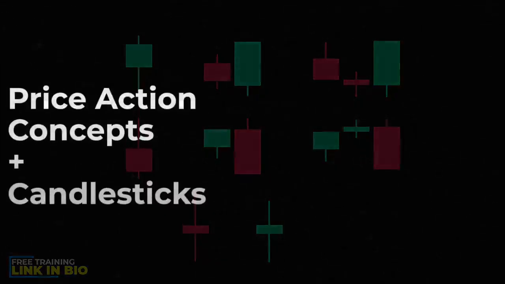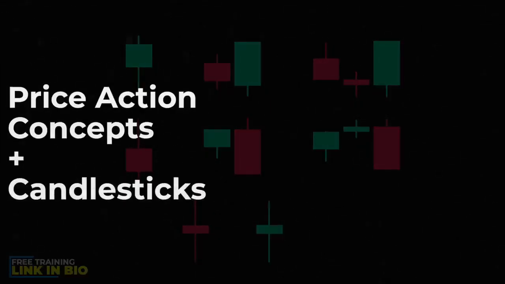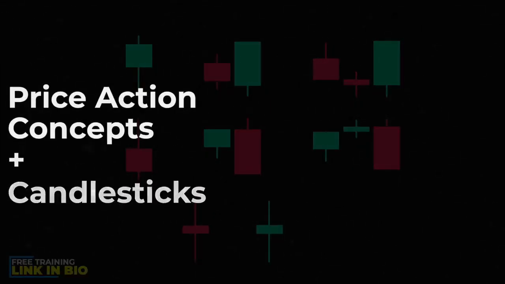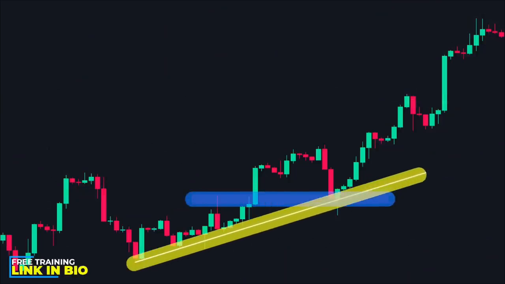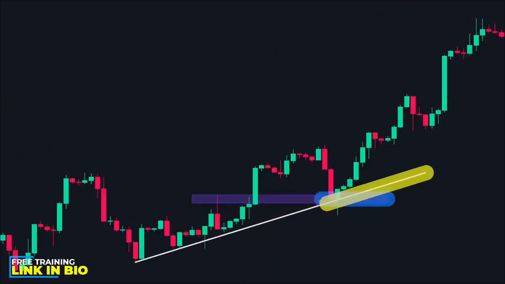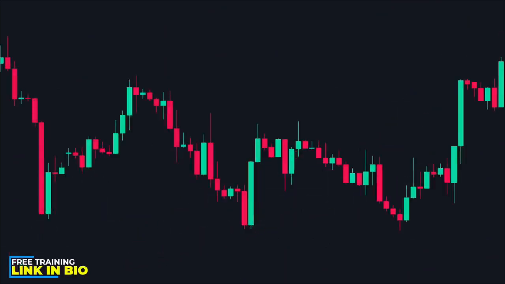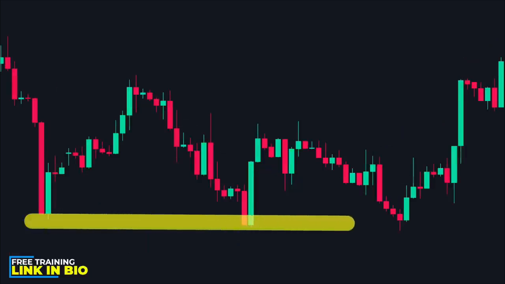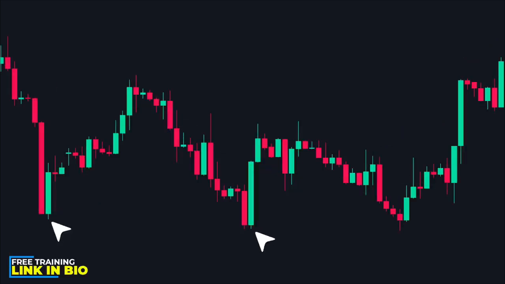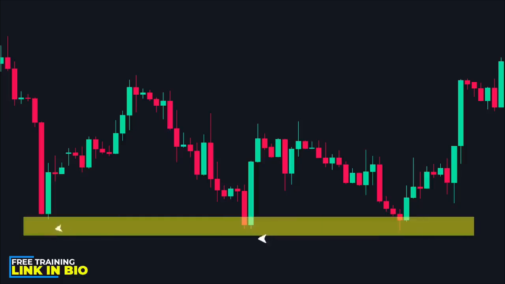We will now understand how to use price action concepts to find entries using these patterns. We will use support and resistance levels and trend lines to combine the candlestick patterns with price action. Here is an example. The price was in a downtrend, but it found support near this area. We see 2 reversals here and mark it as a support level.